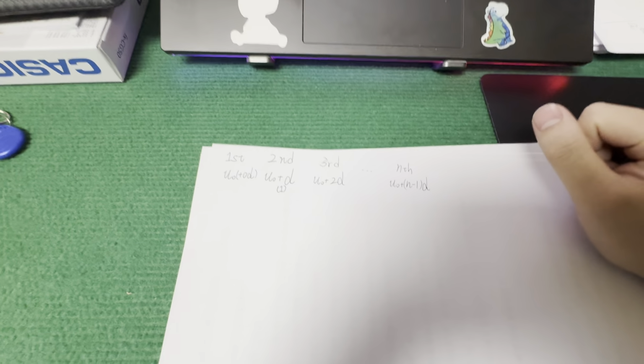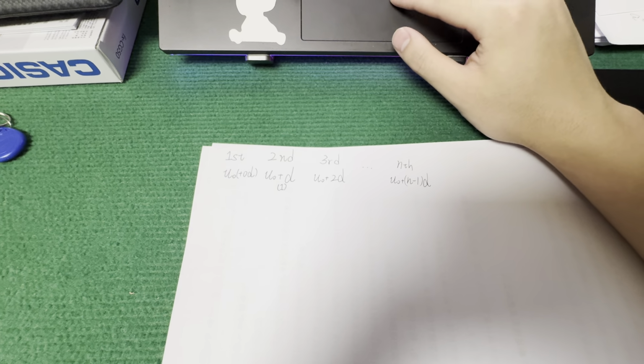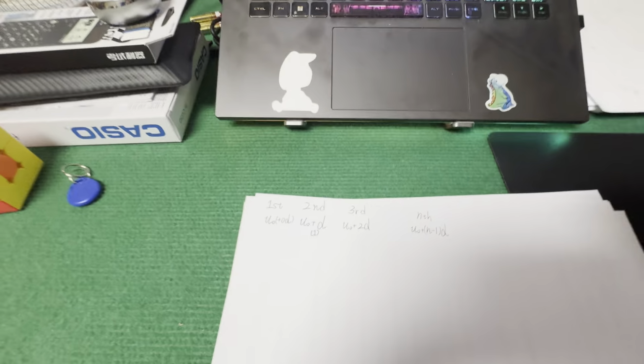Or maybe, if we have time, we can learn... I think it's geometric sequences. So let's review the definition.